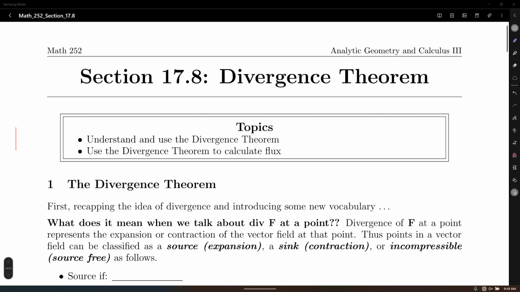So the divergence theorem, essentially, it's to calculate the flux in space. Didn't we do that before? Flux integrals? Yep. But you're gonna love this one.